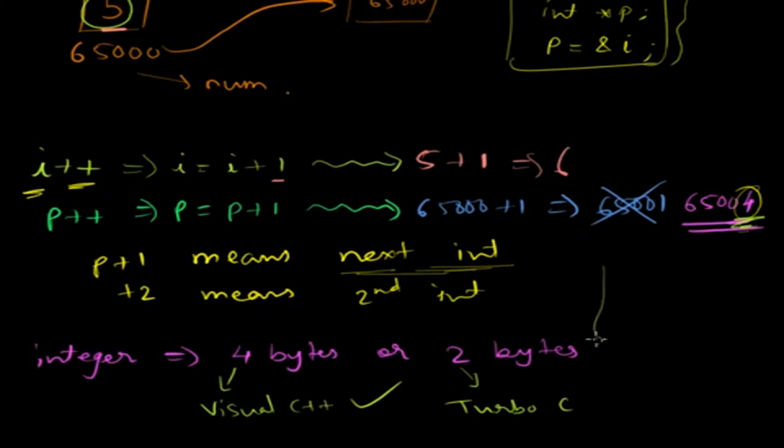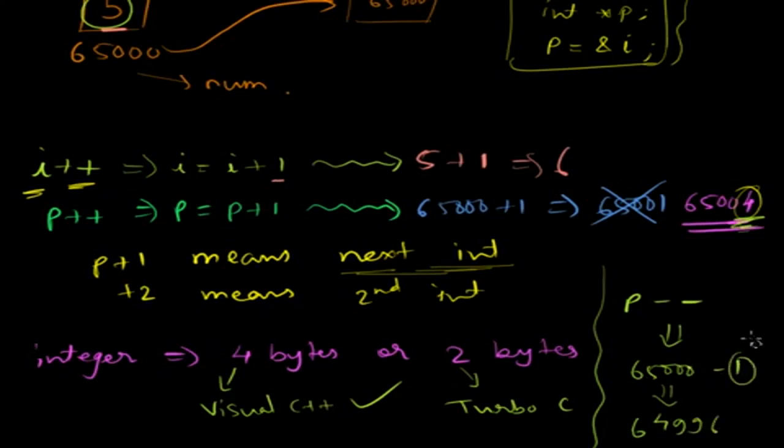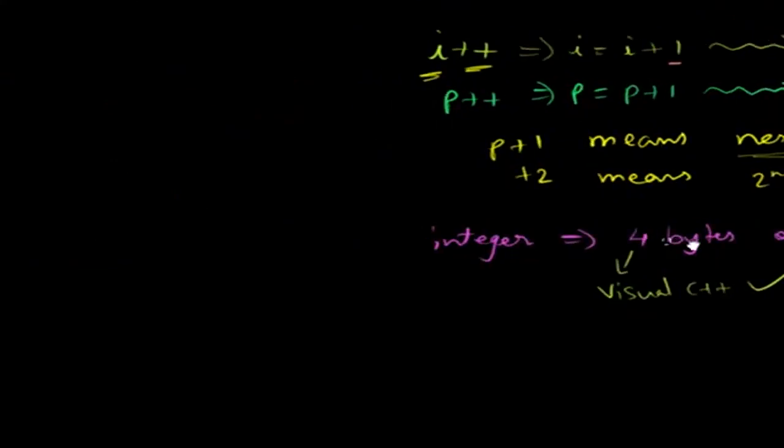Now in a similar way, if you do p minus minus, what you will get is 65,000 minus 1, which is nothing but 64,996. This 1 is actually 1 into 4, right? So we have talked about the size of an integer here.